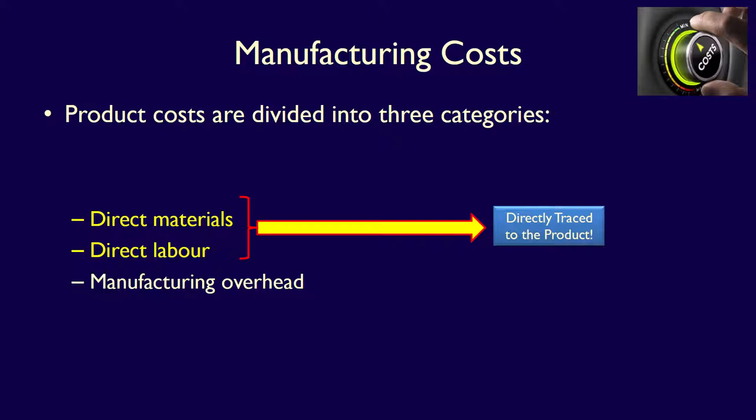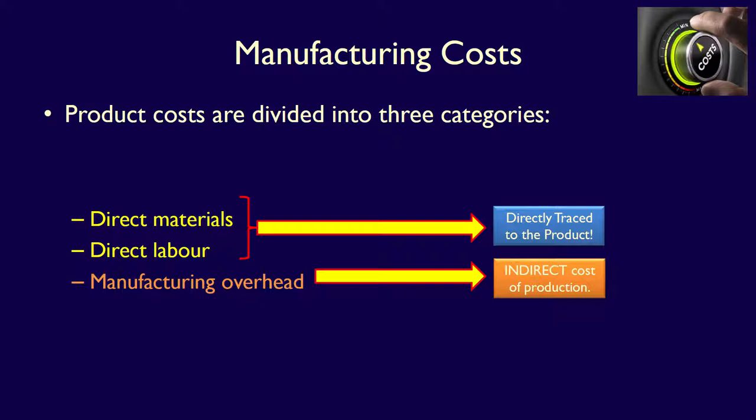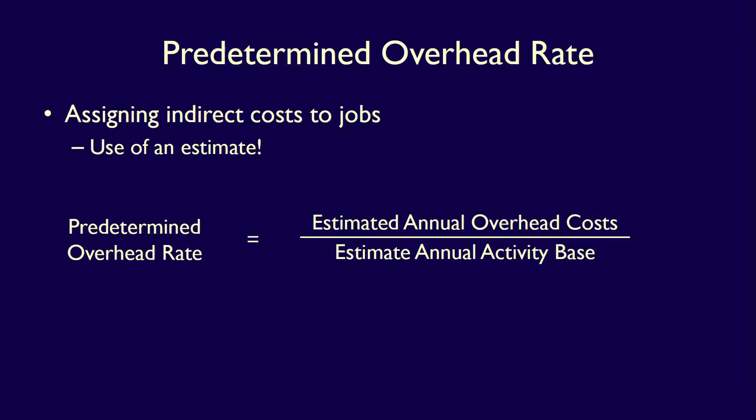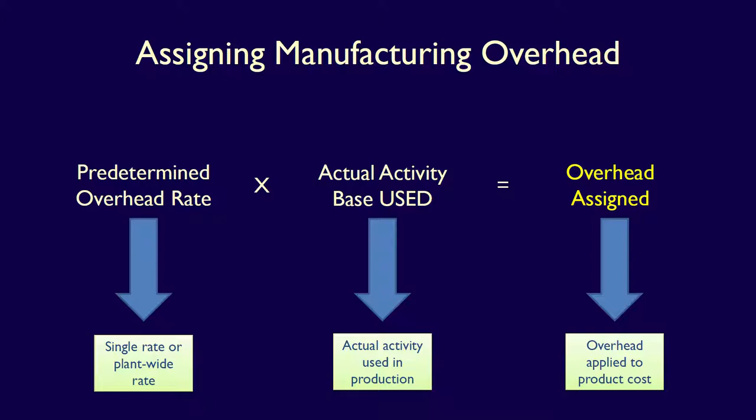However, overhead costs are indirect costs of the manufacturing process. In order to apply manufacturing overhead to the cost of a product, we use the predetermined overhead rate, calculated at the start of the year. The predetermined overhead rate, also called a single rate or plant-wide overhead rate, is calculated as the estimated annual overhead costs divided by the estimated annual activity base. By multiplying the predetermined overhead rate by the actual cost driver used in the production of a product, such as direct labor hours or machine hours, we can allocate a portion of the manufacturing overhead to each product.